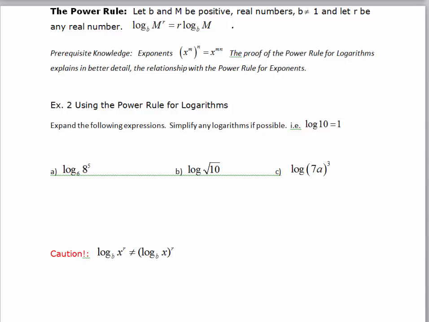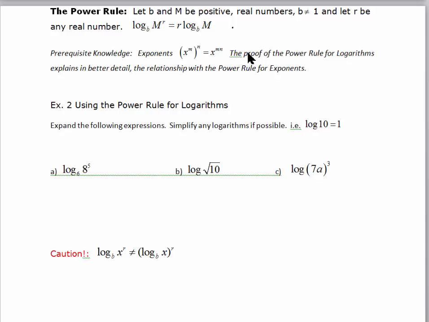In this video we're going to look at the power rule, and we're going to use the power rule to expand logarithmic expressions. And this is the power rule for logarithms. It basically states that if m and b are positive real numbers and b is not equal to 1, and let r be any real number, then the log base b of m to the r is equal to r times the log base b of m.